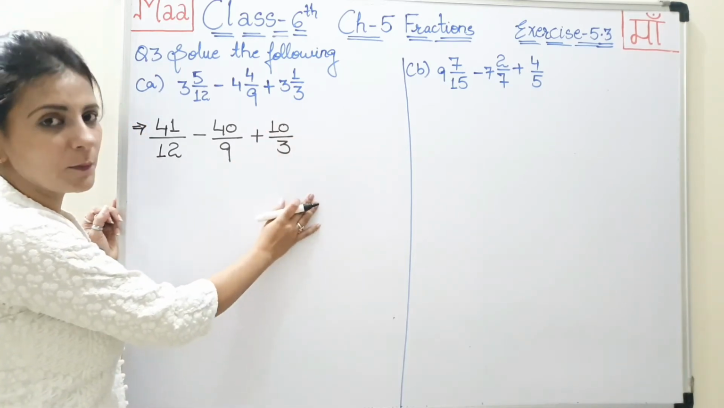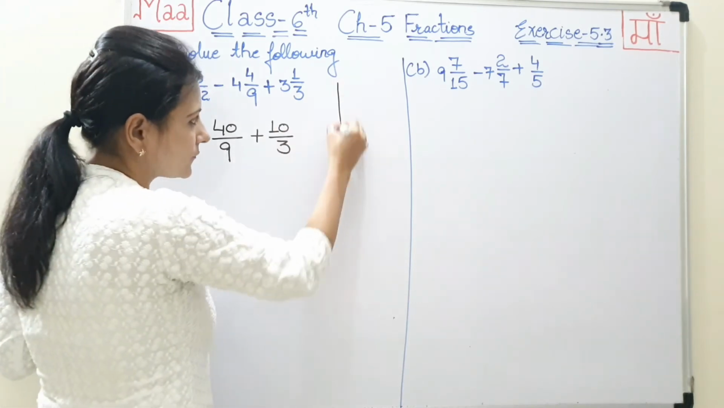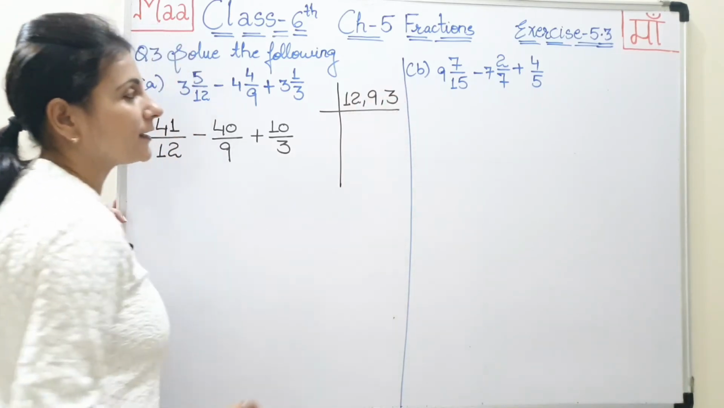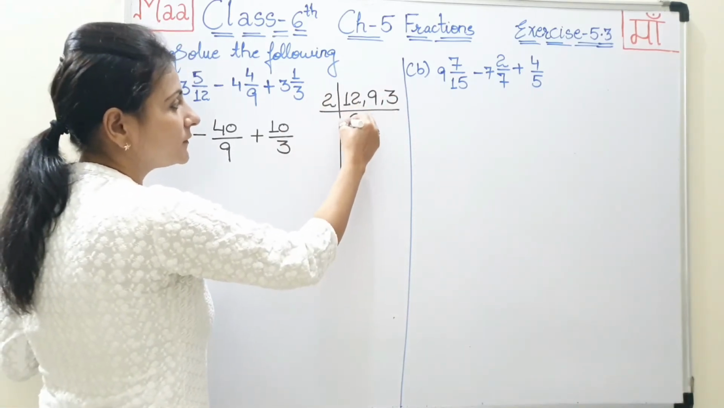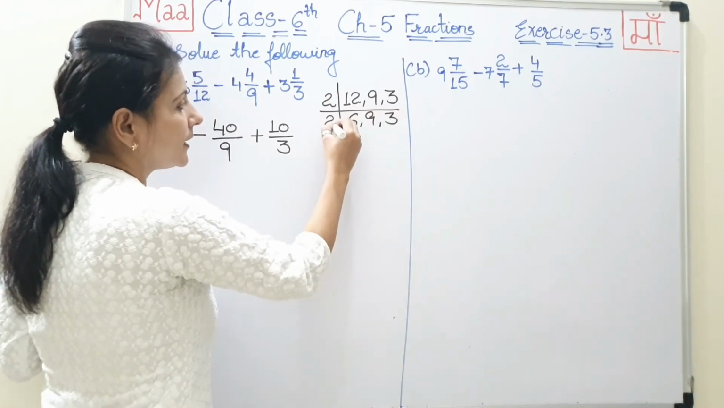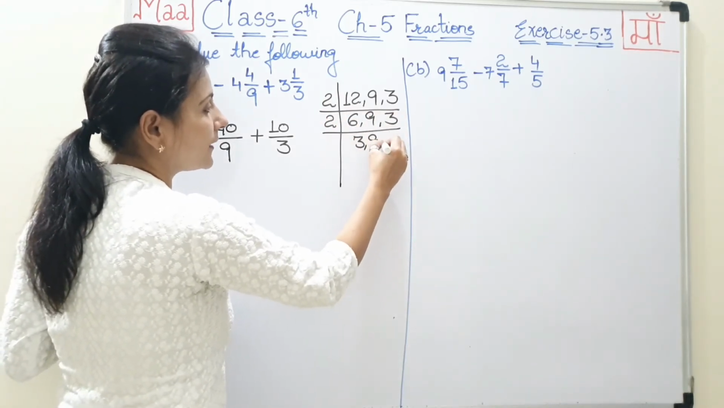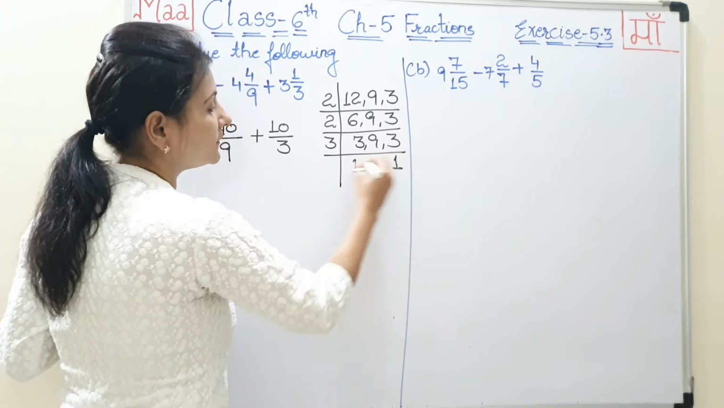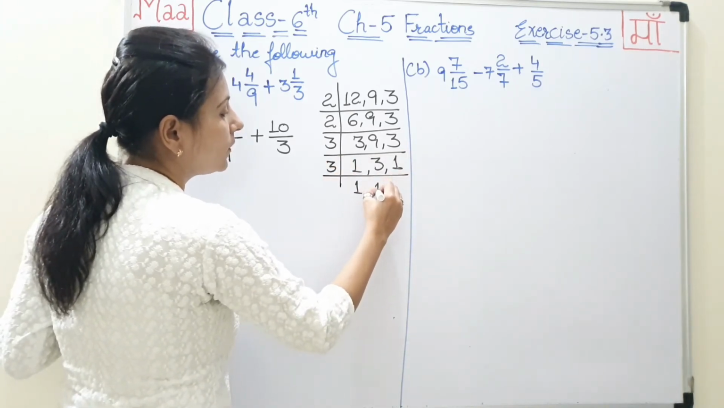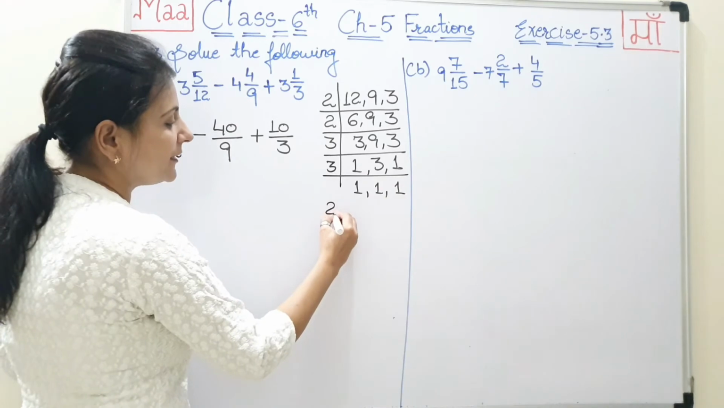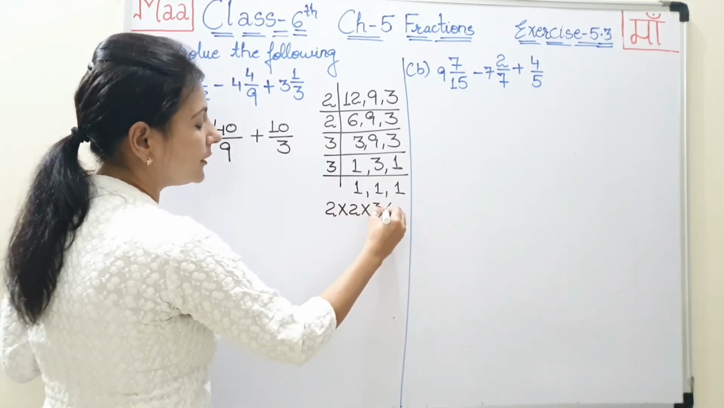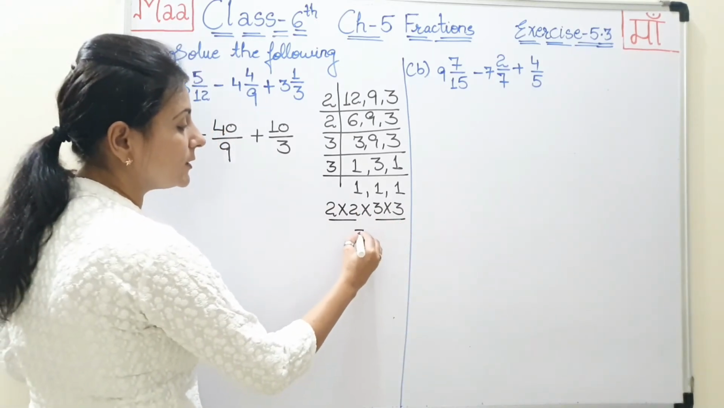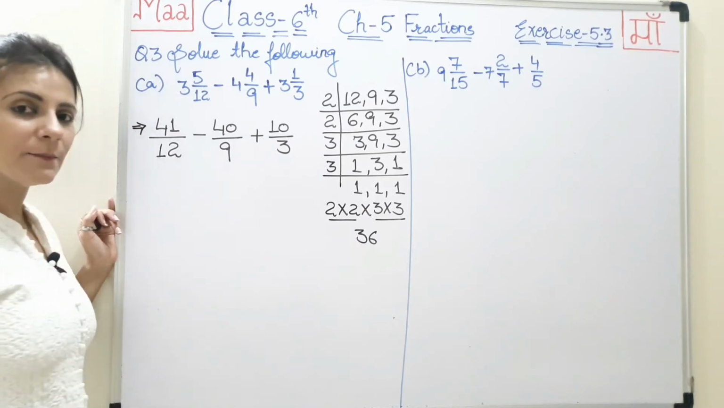Now whenever 3 denominators are there, then you have to take out the LCM. No, don't write it directly. So 12, 9 and 3. By the table of 2, 2 6s are 12, 9 as it is, 3 as it is. Again by the table of 2, 2 3s are 6, 9 as it is, 3 as it is. By the table of 3, 1s are 3, 3 3s are 9 and 3 1s are 3. Again by the table of 3, 1, 1 and 1. Now simply multiply it: 2 into 2 into 3 into 3. So 2 2s are 4 and 3 3s are 9, and 9 4s are 36. So we have got the LCM as 36.